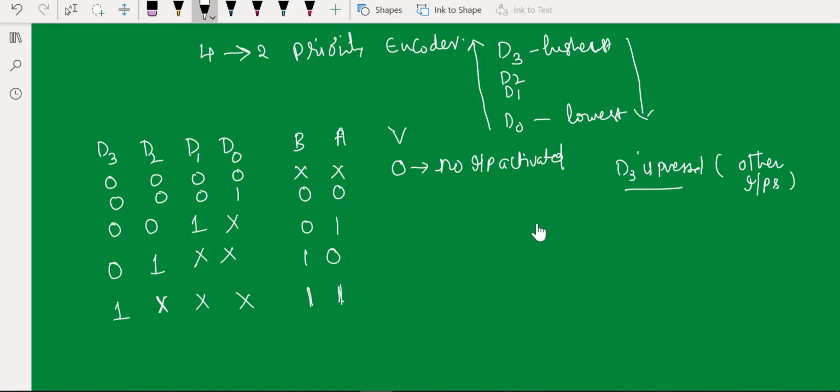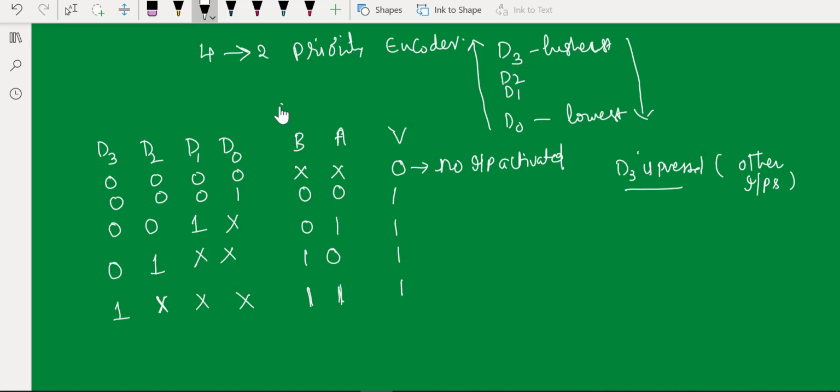Now I'm going to show you in a simpler way. If D3 is pressed, you don't have to consider other inputs whether they are activated or not. You are going to produce the binary equivalent of 3. When D2 is pressed, provided your D3 is not pressed, it doesn't have to care about D0 and D1. It will just produce 1 0 as output. Similarly, when D1 is pressed, you don't have to consider D0, provided your higher priority inputs are at 0. So you're going to get 0 1. If you look at the valid output, in this case your valid output is 1, here also 1, here also 1, here also 1, because in all the 4 cases you have pressed one of the inputs.